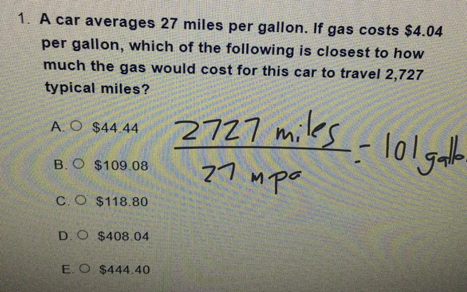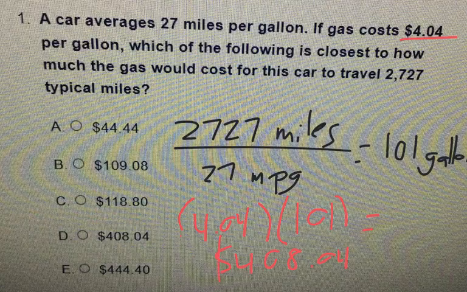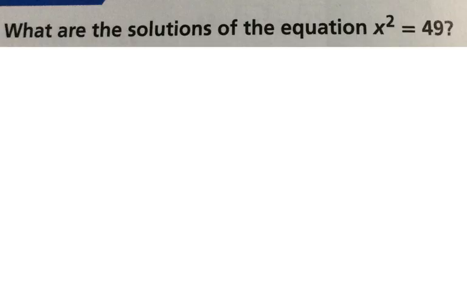Okay? Every gallon is going to cost me $4.04. So if I'm going to buy 101 gallons at a price of $4.04, how much am I going to spend? 404 times 101 is 408.04, which is D.